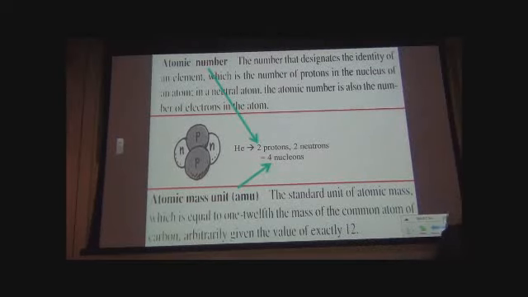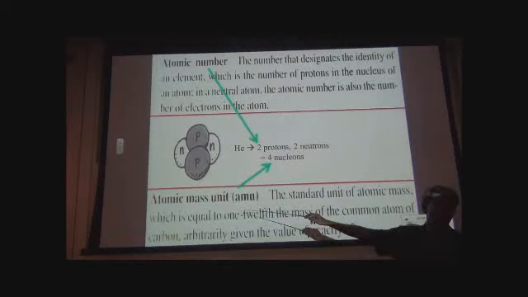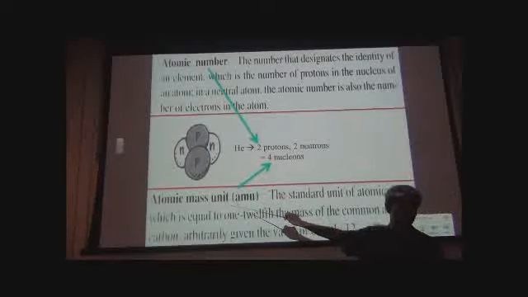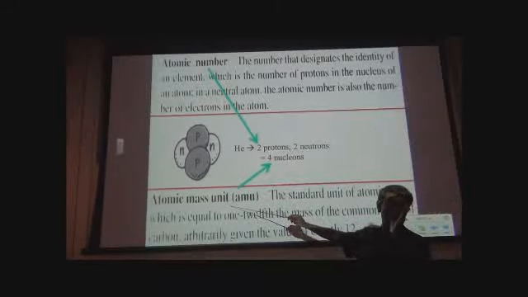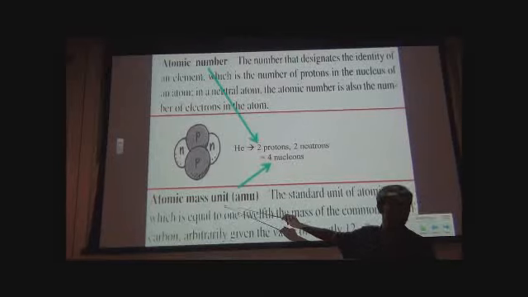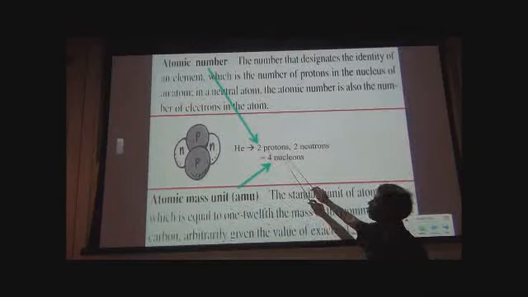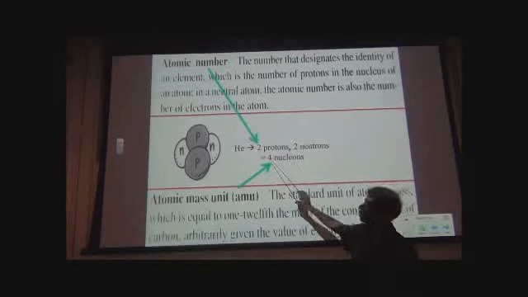So if the weight of the nucleus of a common carbon atom is 12 units, take that weight, divide it by 12, and that will give you 1 atomic mass unit. So the mass of a hydrogen atom is 1 AMU. The mass of a helium atom is 4 AMUs, 4 atomic mass units, because it has 2 protons and 2 neutrons. Remember that hydrogen has just 1 proton.